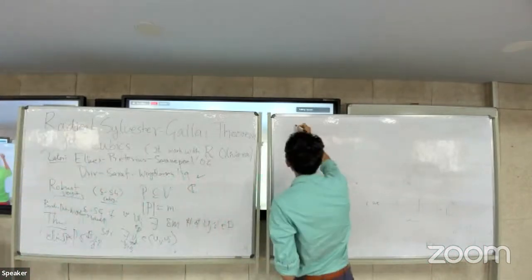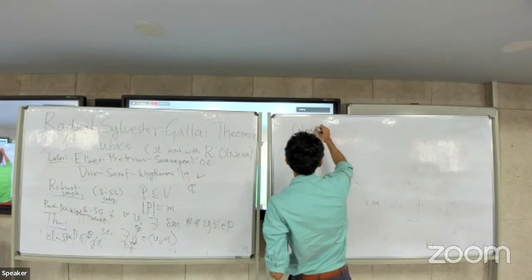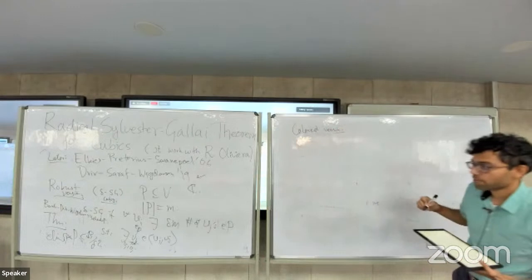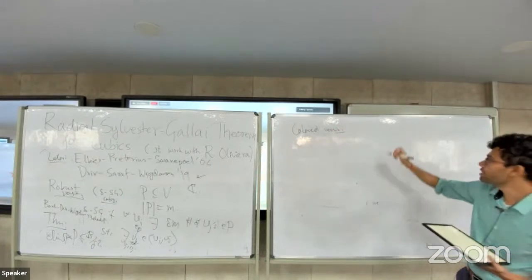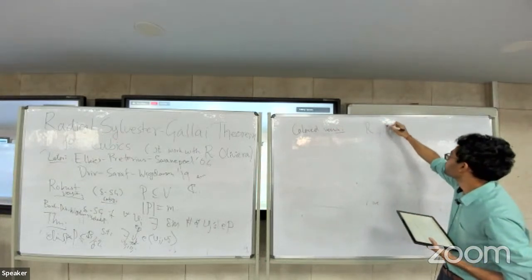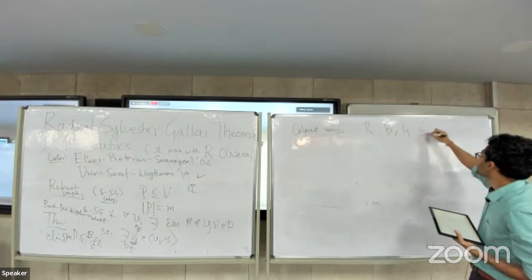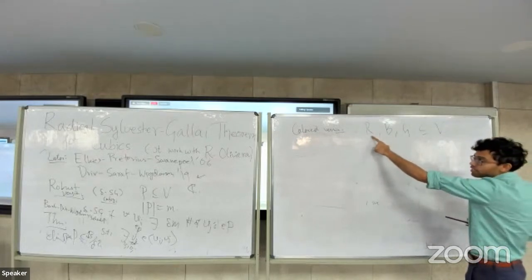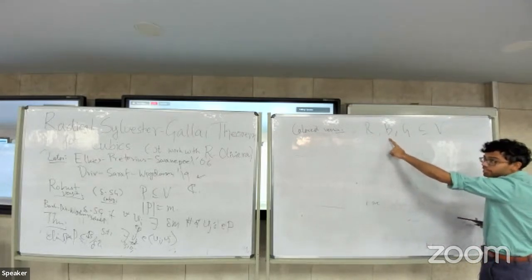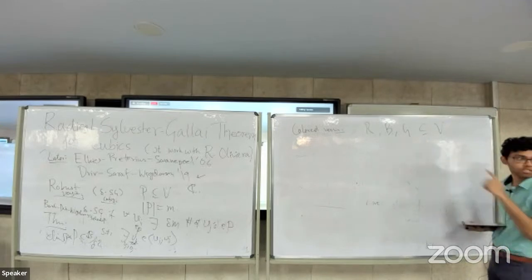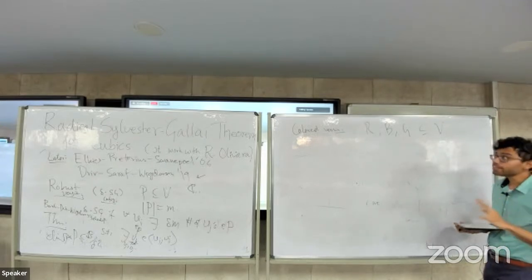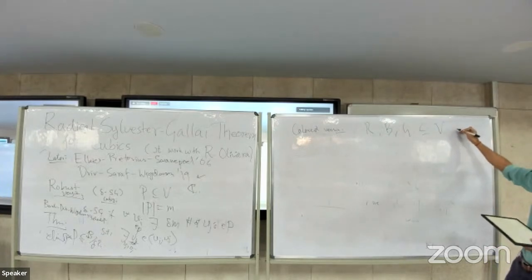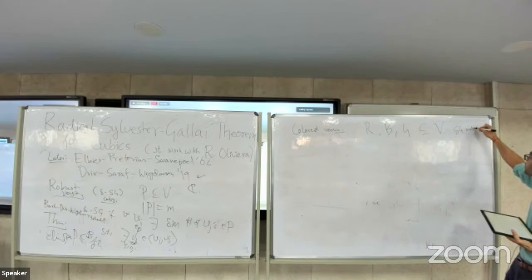Okay, let me just say there is also a colored version. I'm not going to state it in full, where instead of taking one set, you take three sets. Let's say red points, blue points, and green points inside of our vector space. And the condition is: pick a vector from R, pick a vector from P, then there will be a vector from G in their span. Even then, you can prove that this is small dimension. So the colored version of Sylvester-Gallai also works.